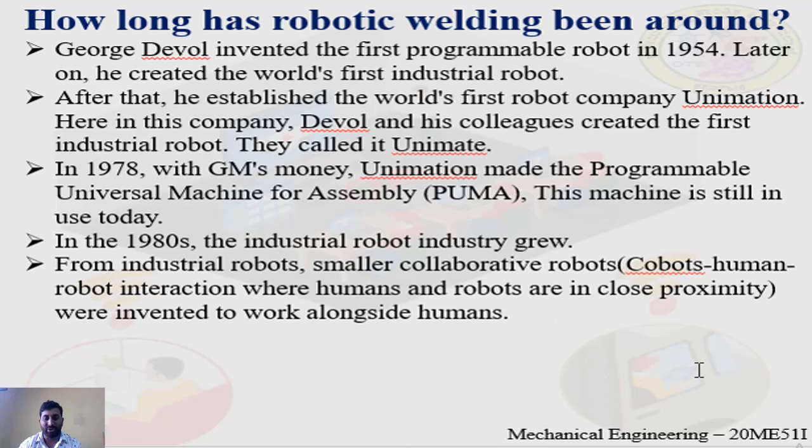From industrial robots came smaller collaborative robots called cobots. Collaborative robot means that along with the robot, a human can also enter the cell, and in parallel the robot, with the help of the human, does the welding. These are called cobots, with human-robot interaction where humans and robots are in close proximity, invented to work alongside humans.